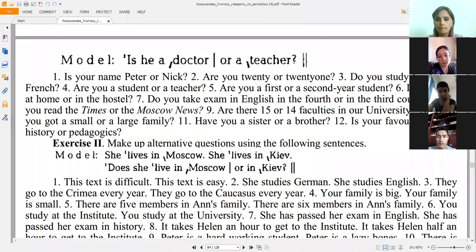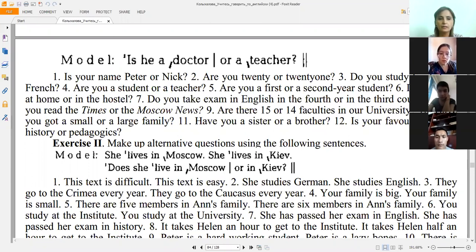So, the next example. Do you live at home or in the hostel? Do you live at home or in the hostel? I live at home. Do you take exam in English in the fourth or in the third course? I take an exam in English in the first course. In the fourth course, yeah.